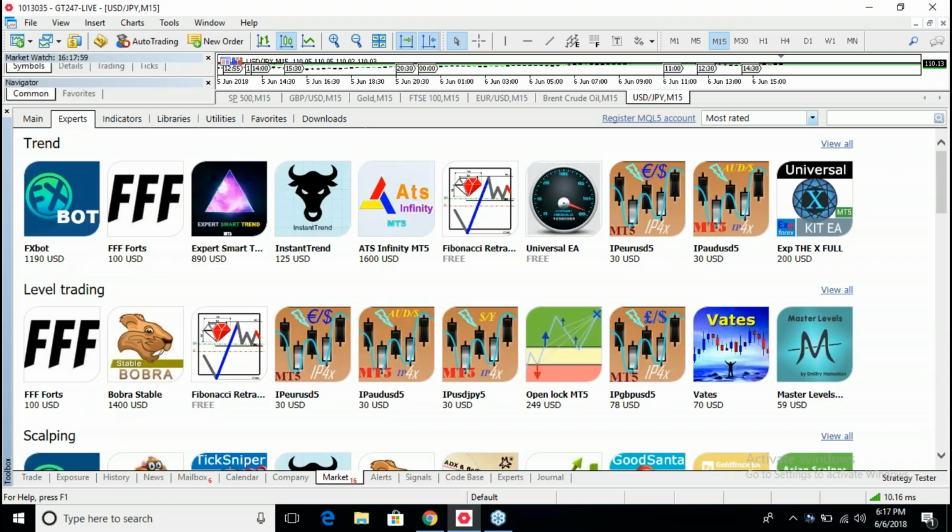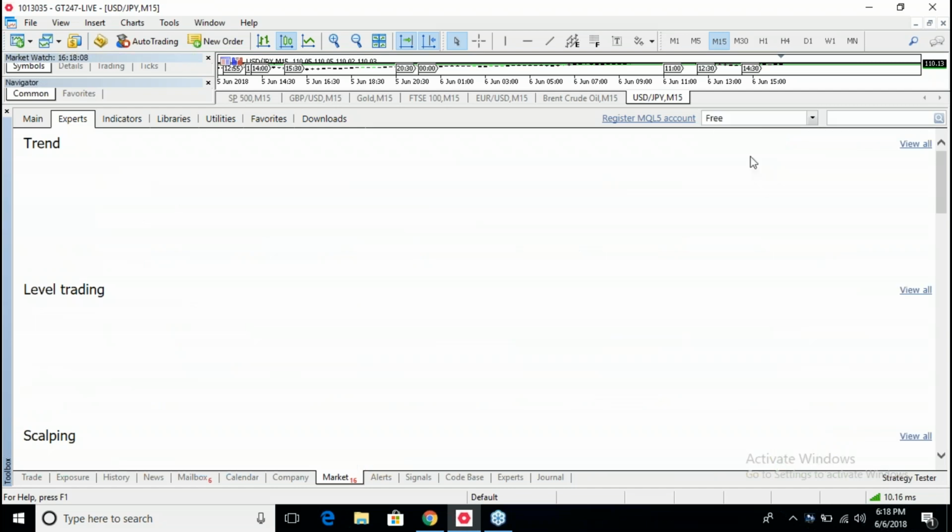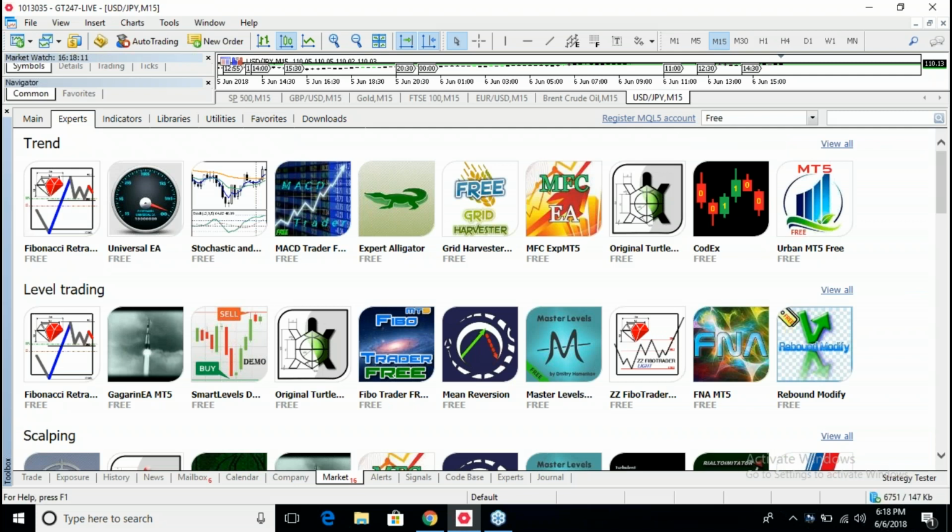The wonderful thing is that on this right-hand side, if you're not keen on spending money off the bat before you're comfortable, you can look for the free Expert Advisors that you can download for free. You can implement them. We'll get into that, but that is one of the sections you can go to find out more information on them.